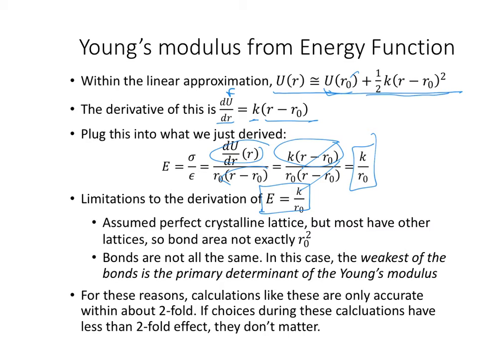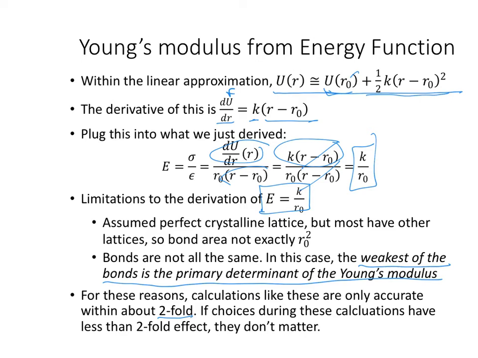Now, there are some limitations to this derivation. We assumed a perfect crystalline lattice, but most materials have other lattices, so the bond area is not exactly R naught squared, that is the equilibrium bond length squared. And also, bonds are not all the same. So materials often have different types of bonds. And if that's the case, it's the weakest of the bonds that's the primary determinant of the Young's modulus. So for these reasons, all these calculations are only accurate within maybe twofold.